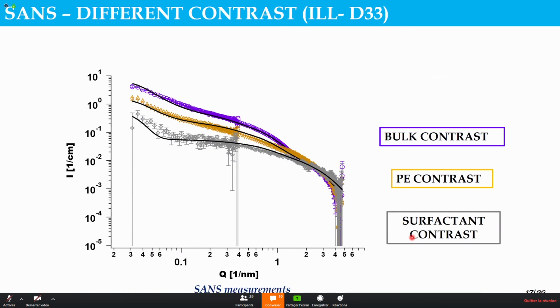Sorry, what do you use to visualize your simulation? Like what program? The program is GROMACS, and to visualize it is VMD. Okay, thank you. You're welcome. Thank you for the question.